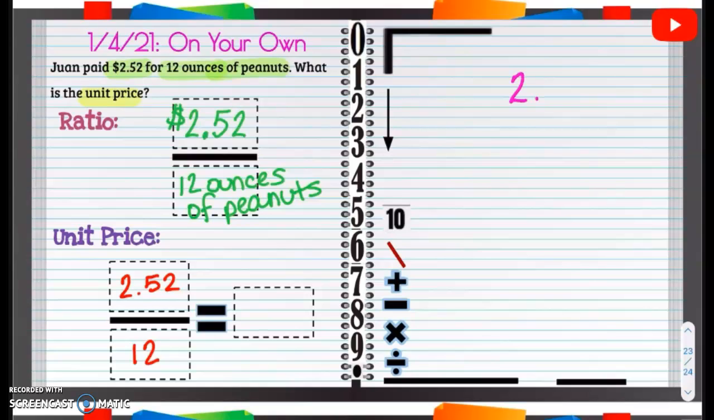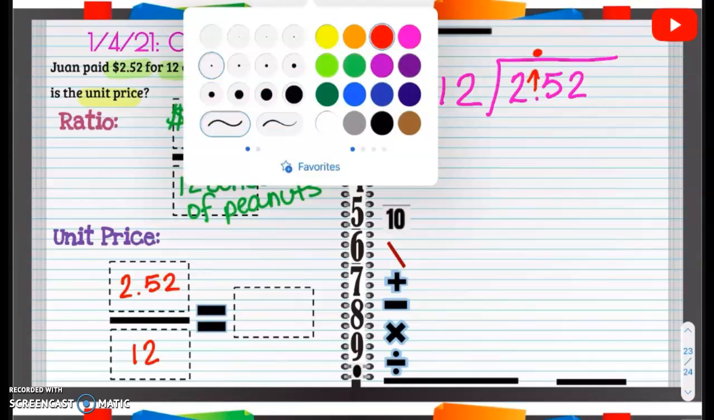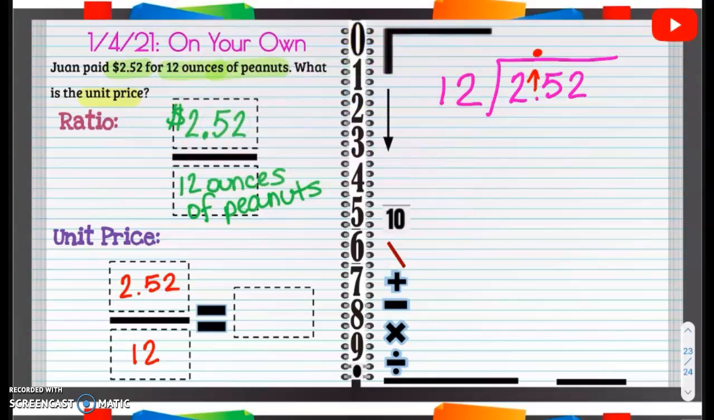So $2.52 divided by 12. Now, when we're dividing with decimals, remember we gotta pop it up. So we're gonna pop that decimal up. Now, we don't want to write in yellow. There we go. Can 12 go into 2? No, it cannot. So it's gonna be 0. Can 12 go into 25? Well, yeah, it can go in 2 times. So I'm gonna put a 2 up here.